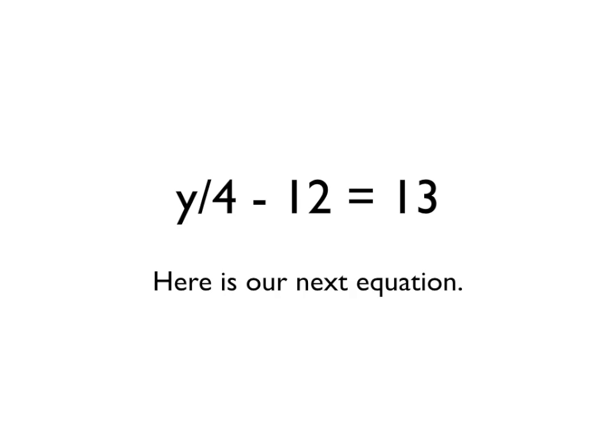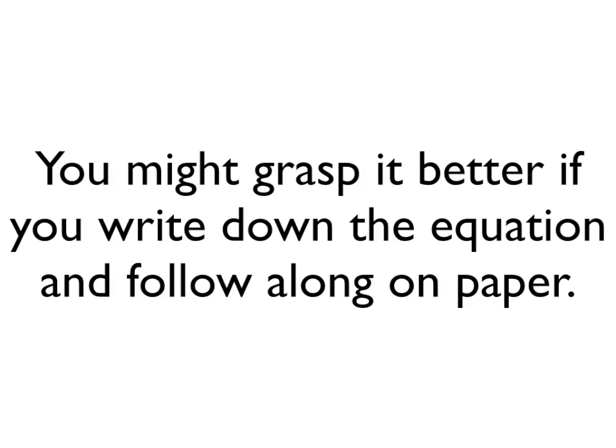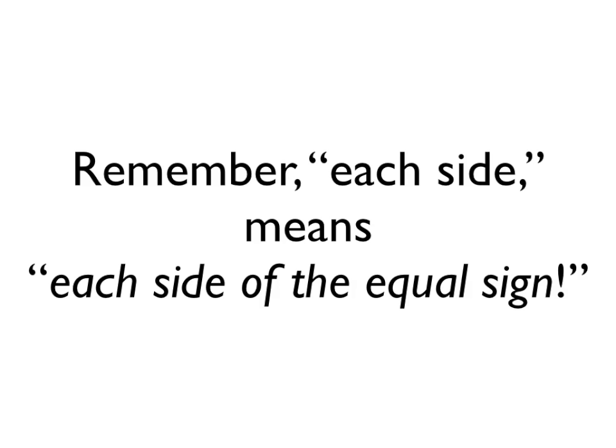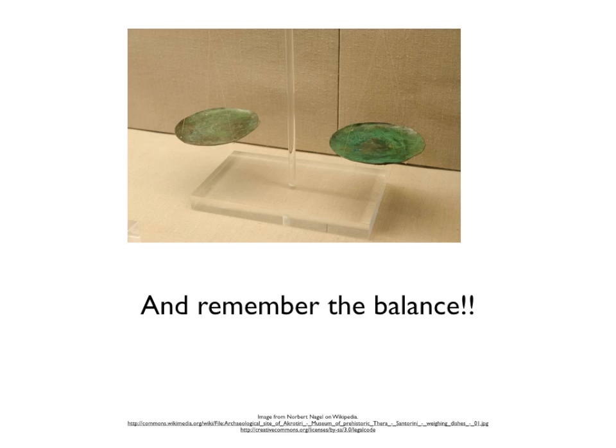So, last one, number 4. y divided by 4 minus 12 is 13. So we take a quarter of something, then take away 12 and get 13. Again, you might want to write it down. It might help you to follow along. And here's what you can copy down. Stop the video, and we'll work through this. But remember, each side means each side of the equal sign. And remember the balance.